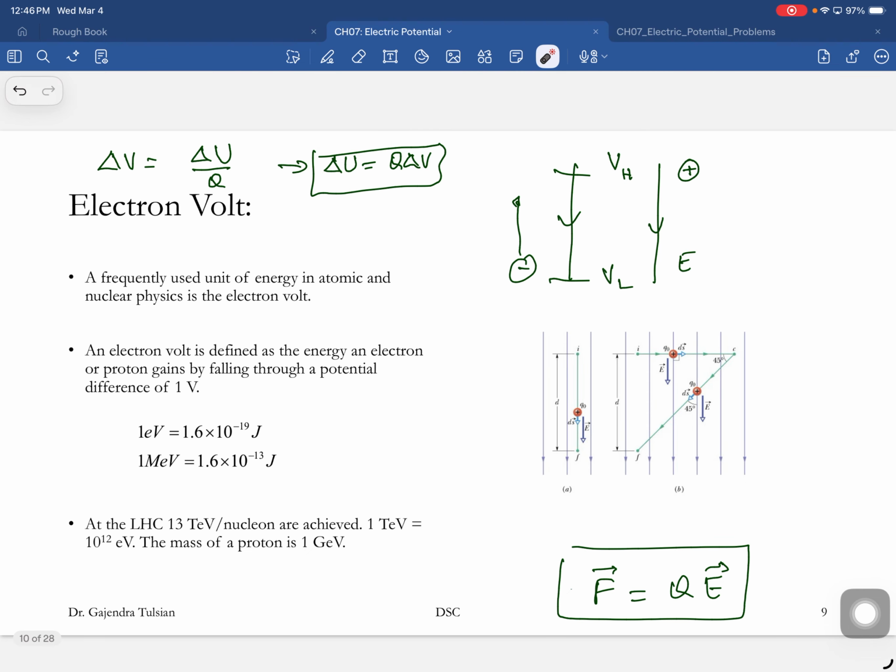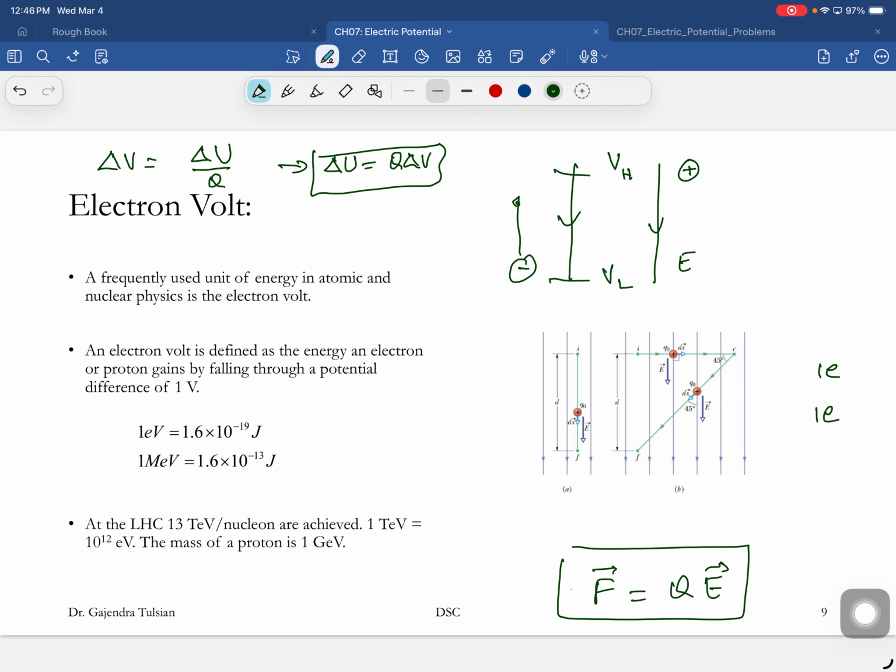When it falls, it's losing potential energy and gaining kinetic energy. And when this one is falling in that direction, it's also losing potential energy and gaining kinetic energy. How much potential energy does it lose? It loses the charge times the potential difference. What is the charge of an electron? 1e. What is the charge of a proton? 1e. The charge of the proton is the same as the charge of the electron.